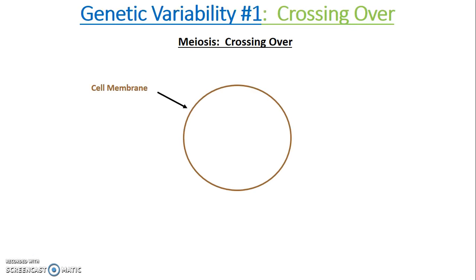Here's our cell, here's our lovely cell membrane, and this is a normal cell, either from your mom or your dad, before meiosis even happens. Remember that before meiosis or mitosis happens, a cell has to go through the cell cycle to prepare. It can prepare by growing larger, making more DNA, and then making more organelles and preparing to go into mitosis. So this is a normal cell before meiosis even starts happening.